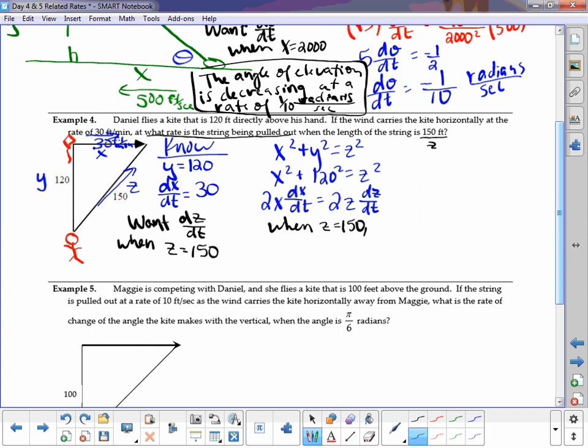Did anyone get 18 feet per minute? Yeah. Oh, good. Okay. So your homework is to finish these trig-related rates. So you have one more kite, and then we've got our free response AP questions. Remember, keep in mind if your distance is getting smaller, that's a negative rate. If your distance is getting bigger, it's a positive rate.